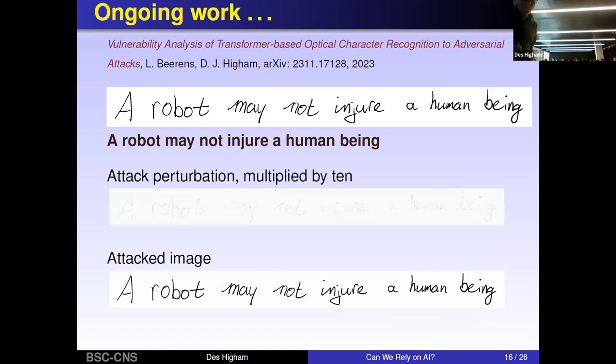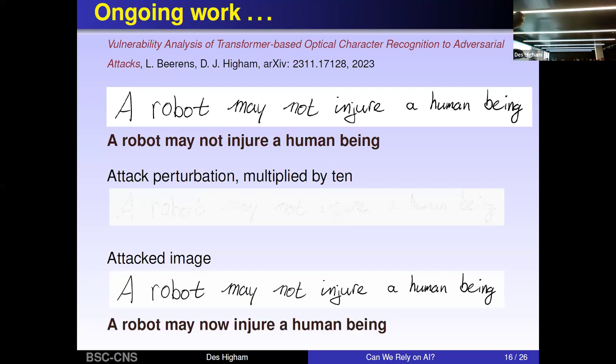Okay, so rewinding to where I was, we had this little perturbation in the middle there, which you can barely see, and that's multiplied by a factor of 10. So there's a certain amount of grey. It seems to follow the edges of the lettering. This is just what we computed by optimizing. That's the attacked image, which looks the same, but we've now made it so that the output is a robot may now injure a human being. Okay, so that's what we aim for.